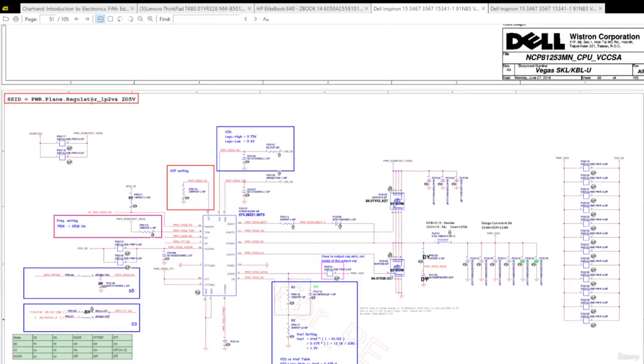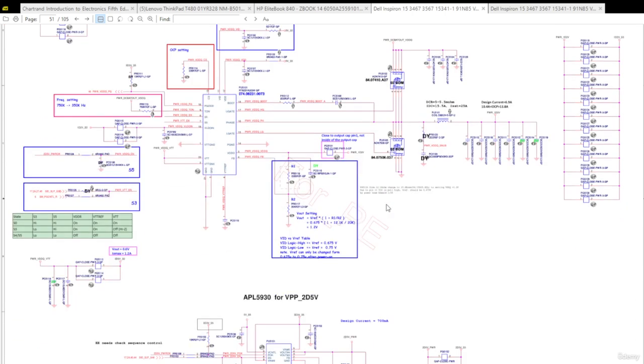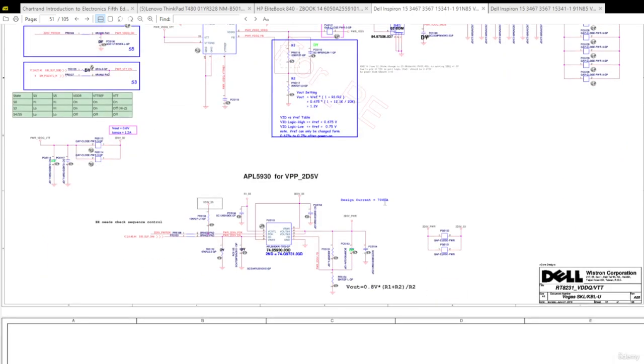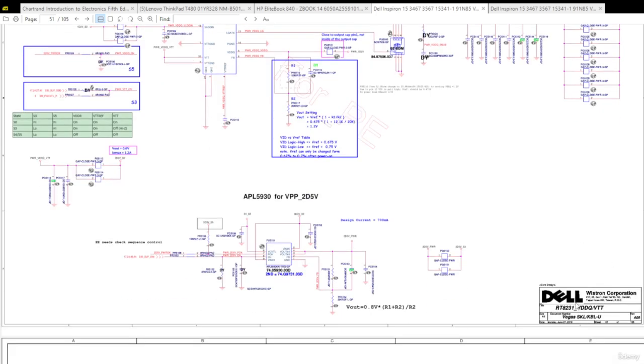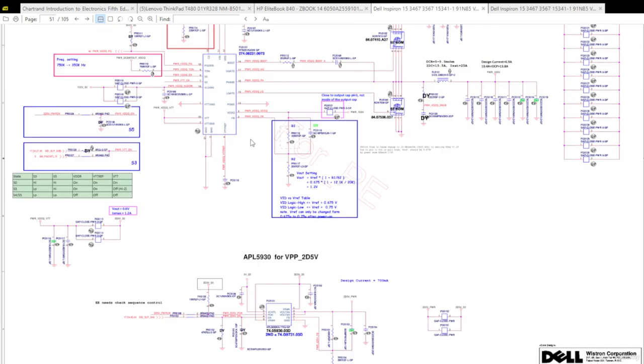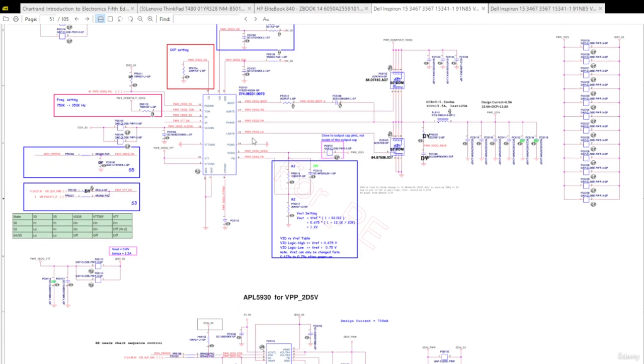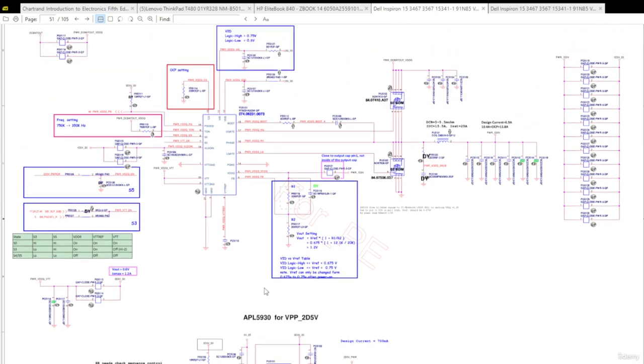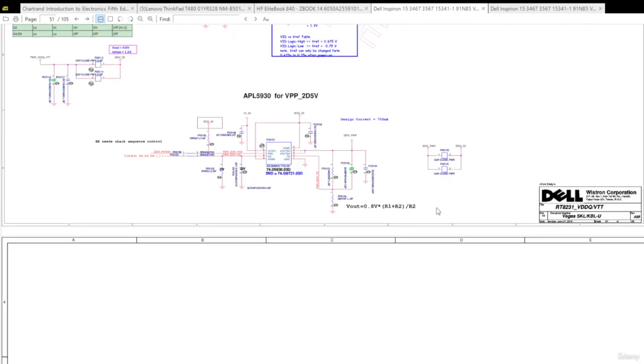And then here we have power plane regulator, 1.2 volts and 2.5. So basically this one is the RAM voltage. The RAM is called VDD2 and VTT. So this is 1.2 and there is 0.6. So RAM voltage is shown here, how it is made.